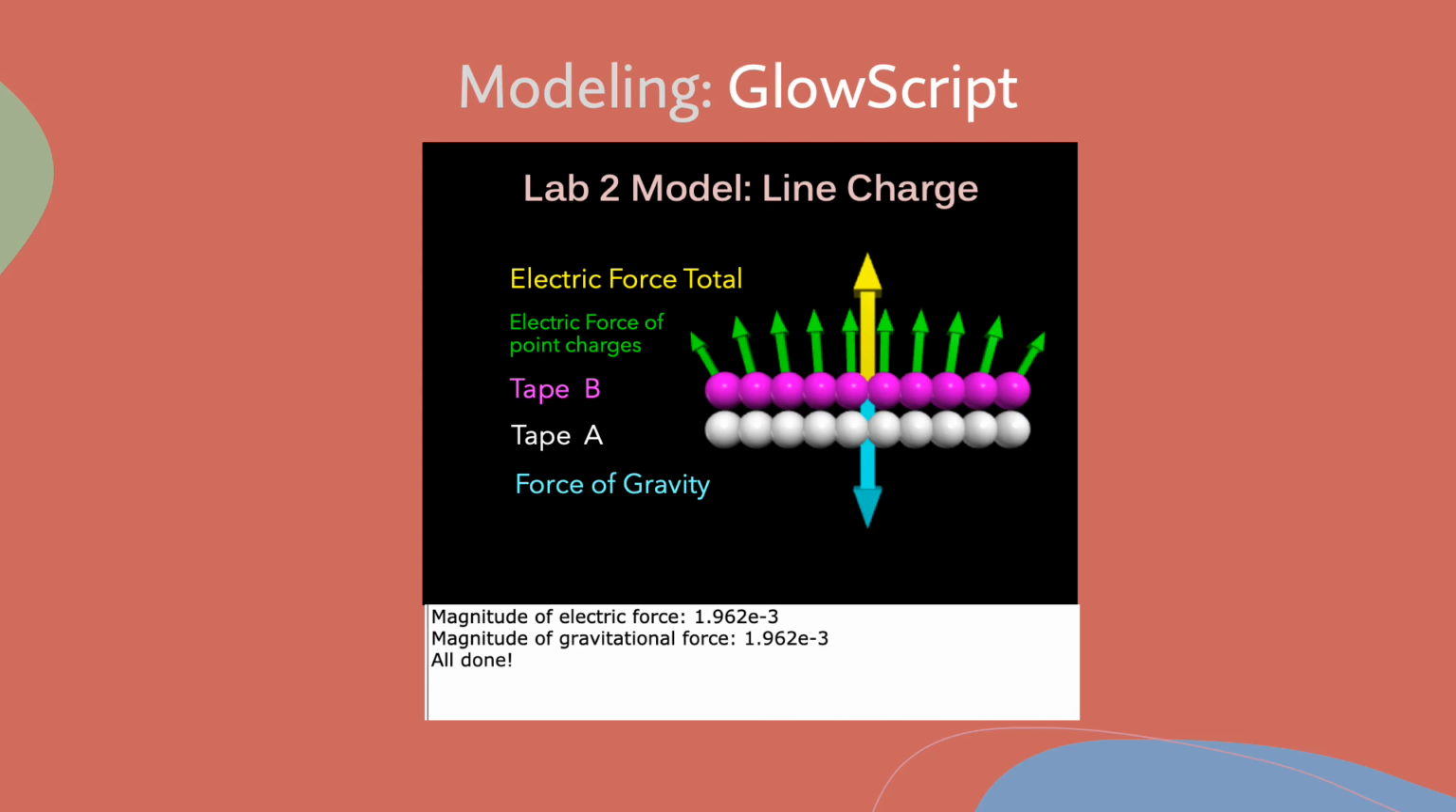Here is my GlowScript model for the line charge model of the tape. The magenta spheres represent tape B, while the white spheres are tape A. Green arrows represent the electric force of each individual point charge that makes up the line of charges in tape B, while the yellow arrow is the total electric force on tape B due to tape A. The blue arrow is the force of gravity on tape B. The magnitude of the electric and gravitational forces are printed in the text box below. These values are equivalent because the system is in static equilibrium.